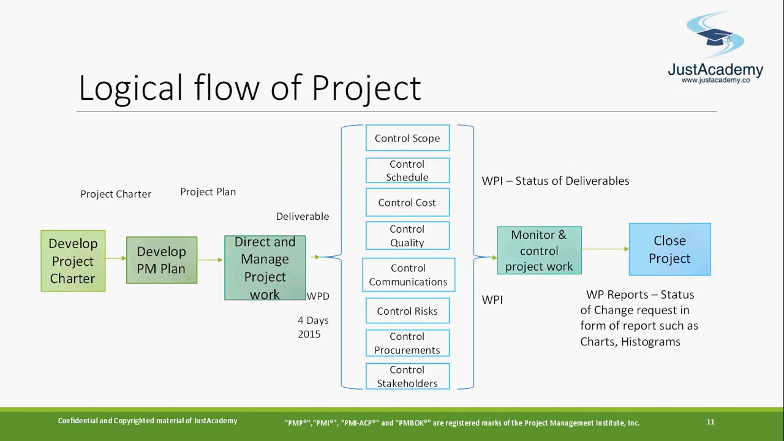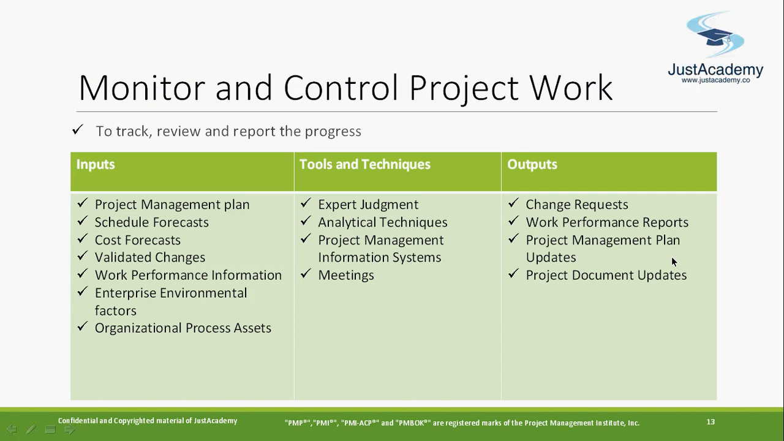Monitor and control will give you the work performance reports, that's the WP reports, and project management plan updates. You'll be updating your documents based on the status you receive on the project. If any activities have been completed, you just mark them completed. So you'll be updating the plan and the project documents, and if a requirement has been completed, you say this has been closed or completed. So this is a part of your monitor and control project work process.